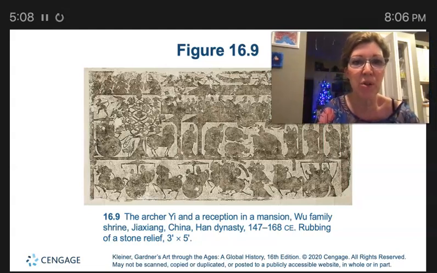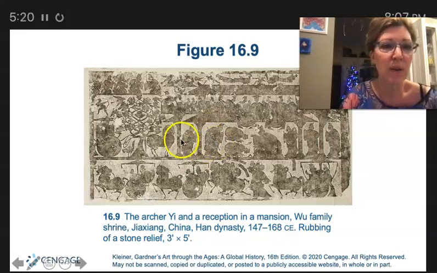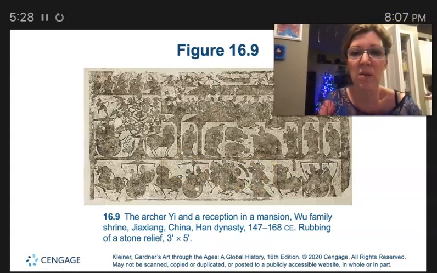So this is from the Wu family shrine. The figures were represented as larger to highlight their importance in some of the scenes from the Wu family shrine. So we're very familiar with that. You know, larger figures with more importance. That comes through in all of our history.